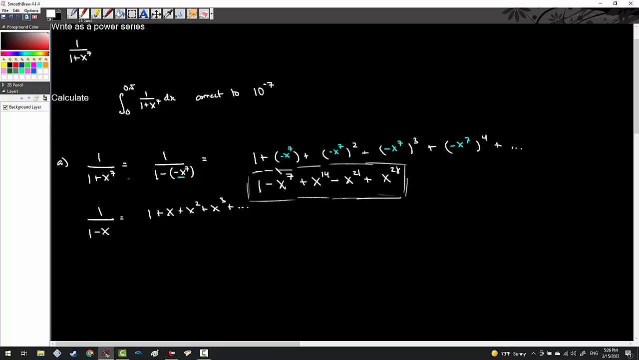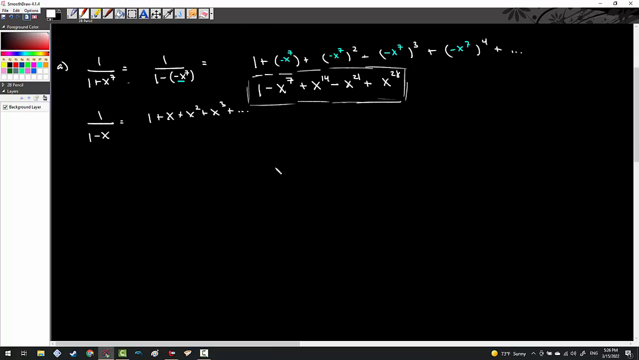So that was A. Nothing too crazy there, just a simple replacement. But now they're asking me to integrate from 0 to 0.5 of 1 over 1 plus x to the 7th dx. So what does that get me? Well, it's really the integral from 0 to 0.5 of 1 minus x to the 7th plus x to the 14th minus x to the 21 plus x to the 28th, and really all the way down to dx.